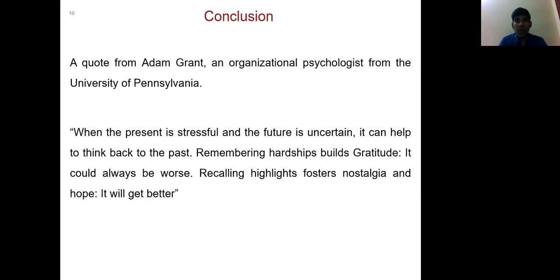With this, I would like to conclude with a quote from Adam Grant, an organizational psychologist, one of the best psychologists to understand the psychology of researchers, PhDs, or even normal people. He said that when the present is stressful and the future is uncertain, it can help to think back to the past. Remembering hardship builds gratitude: it could always be worse. Recalling highlights fosters nostalgia and hope it will get better.